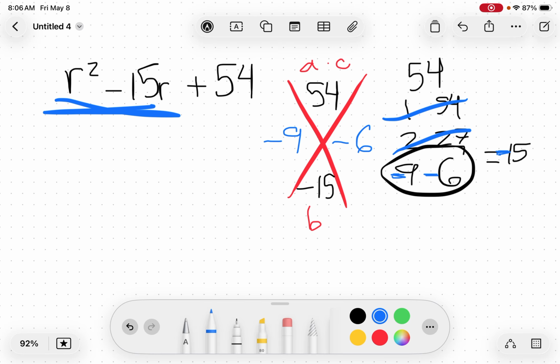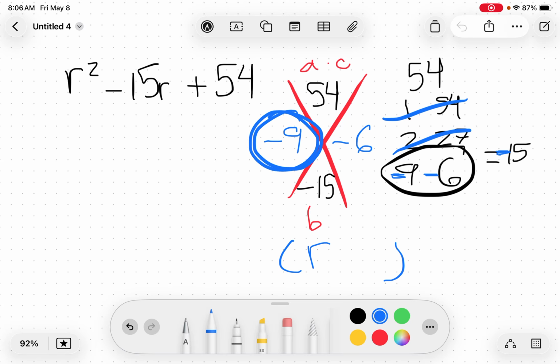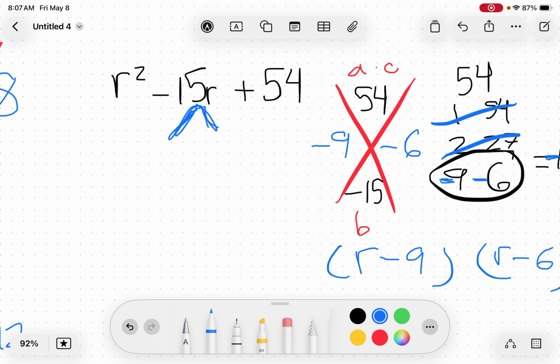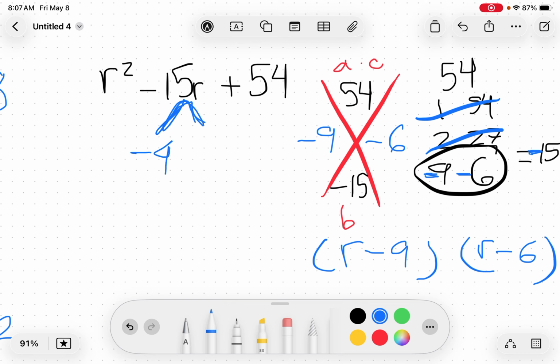Since we have an r, it means your first set of parentheses is going to be r, and then we do the first factor, which is subtract 9. Then your second set of parentheses is going to be r, and whatever your second factor is, negative 6. So r subtract 6. And I'll show you the other way we can get that is by undoing this combining like terms right here. So this breaks down into 9r, and this one can be negative 6r.